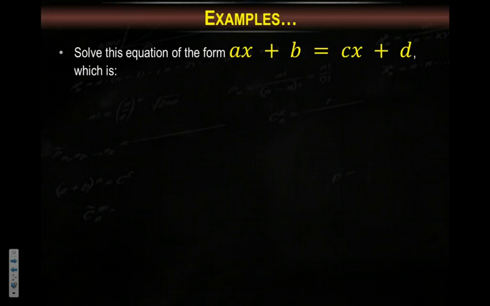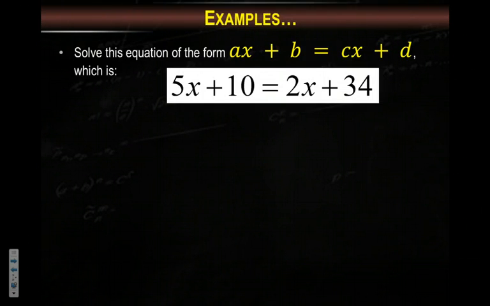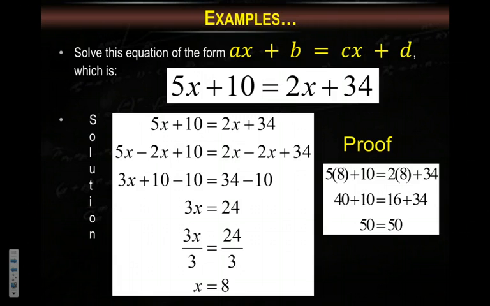Next form. ax plus b equals cx plus d. What's different about this form is you have variables on both sides and you have constants on both sides. Now, the process is the same. So the solution for this one is to get rid of the 2x on this side and to get rid of the 10 on that side. Once I do that, I should be left with 3x equals 24. Then divide by 3, x equals 8, plug it back in, and it balances.